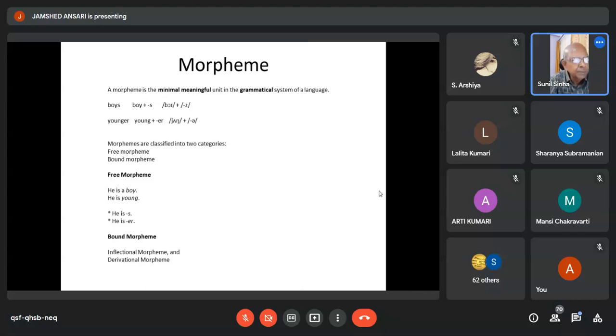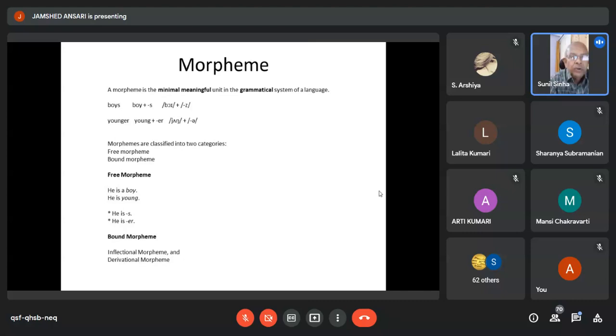For example, in English grammar, words are divided into 8 parts of speech, right? Noun, pronoun, verb, adjective, adverb, etc. So these are grammatical categories. Noun is a grammatical category. Verb is a grammatical category. Adjective is a grammatical category. So that is the grammatical system.